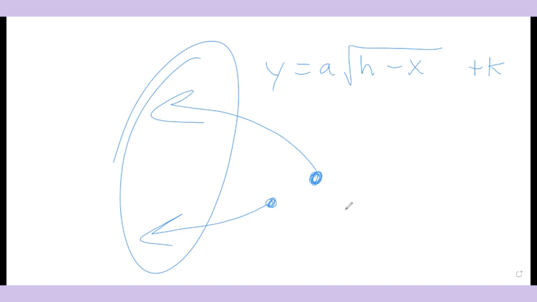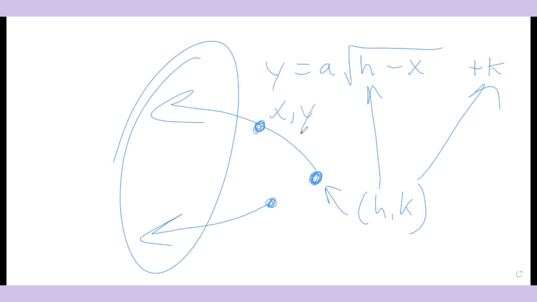And in that case, this special point here would still go in for H and K. And some randomly given point would go in for X and Y. See that? So it's just a different template for the ones that point to the left.